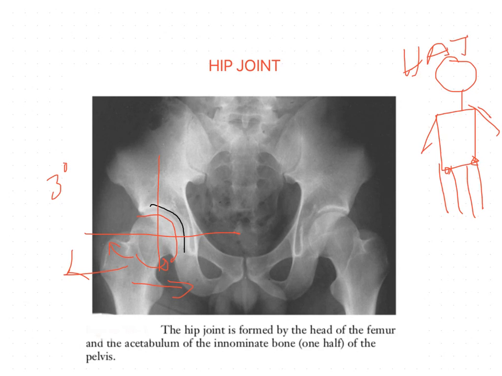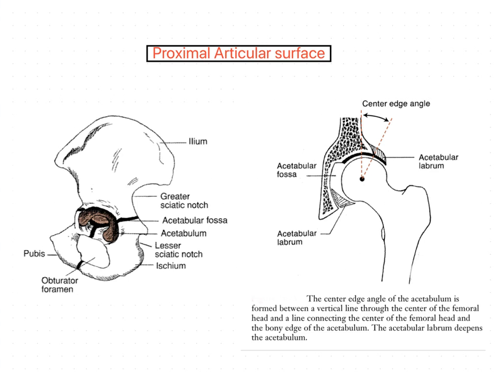And now we will move on to the structure of the hip joint. So the hip joint has a proximal articular surface and a distal articular surface. The proximal articular surface is mainly formed by the acetabulum, and the distal articular surface is mainly formed by the head of the femur, isn't it? So now we will see in detail about the proximal articular surface.